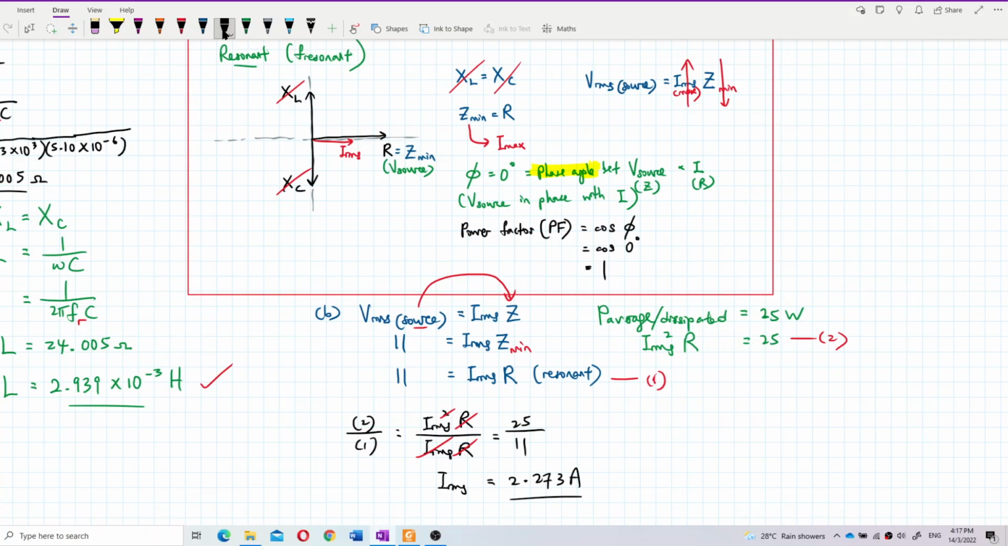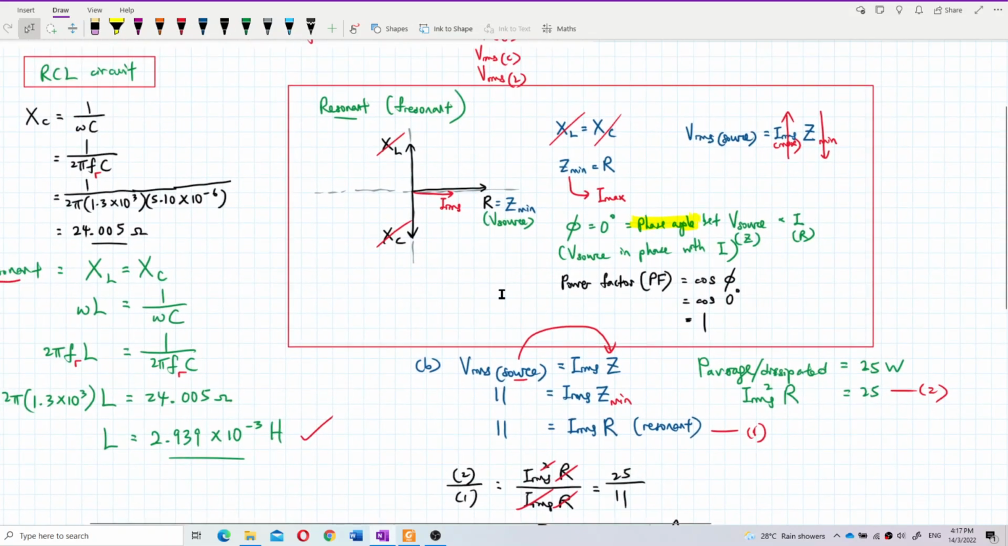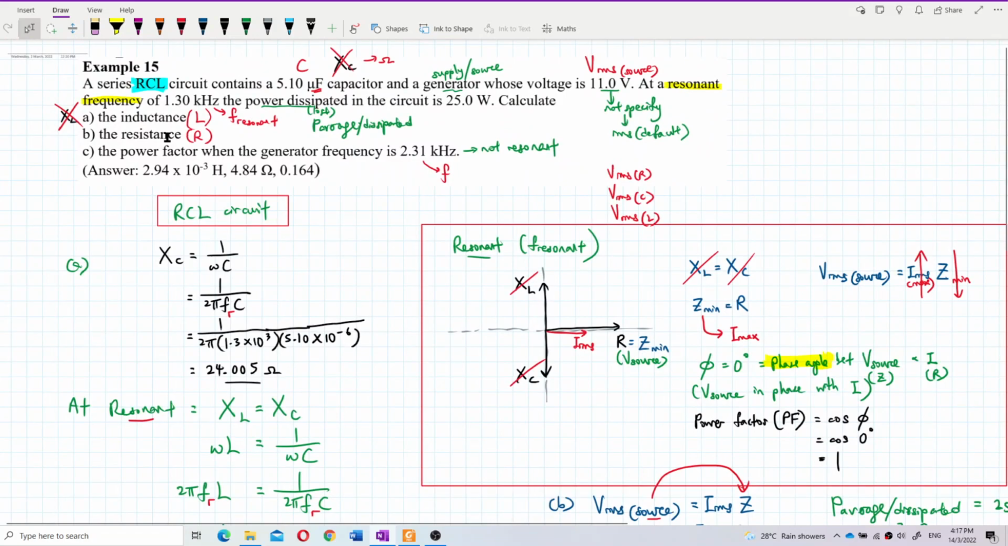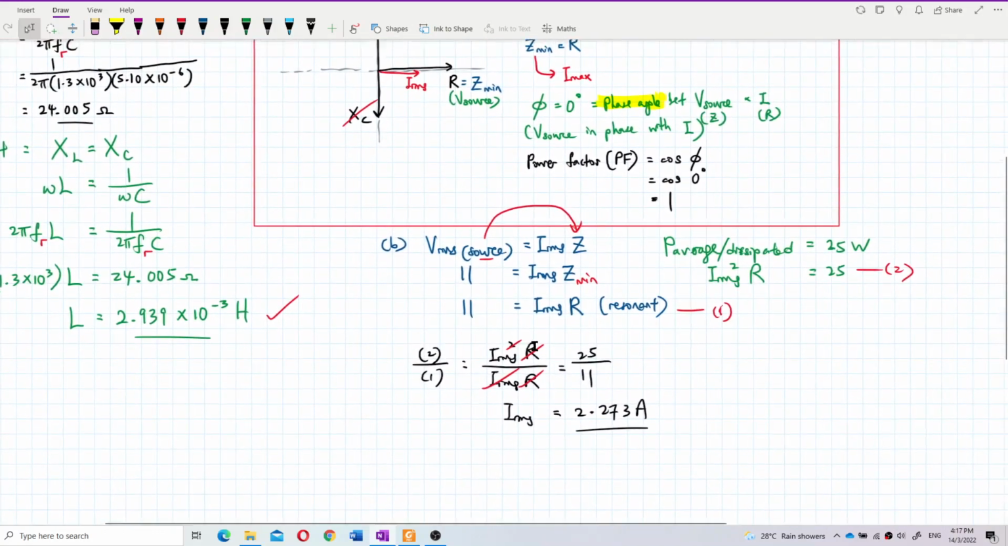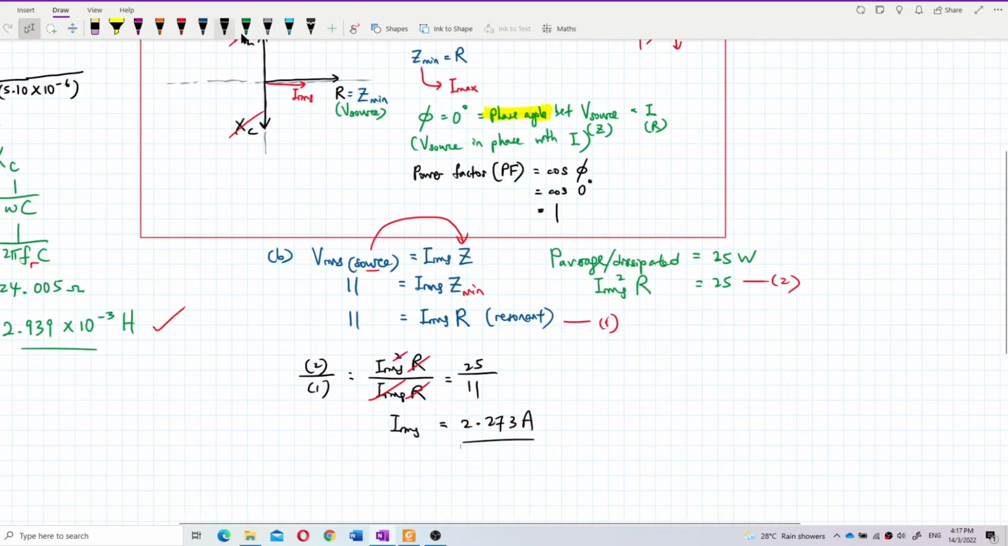273 ampere. Yeah, I got the I RMS. So is the I RMS helpful? I want to find resistance. Of course, no problem. I just substitute back and I get the resistance. You understand? So okay, let me calculate. This I RMS I just put back into equation 1.